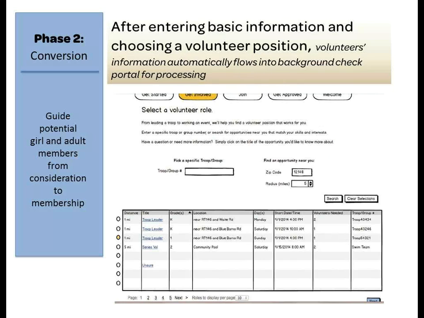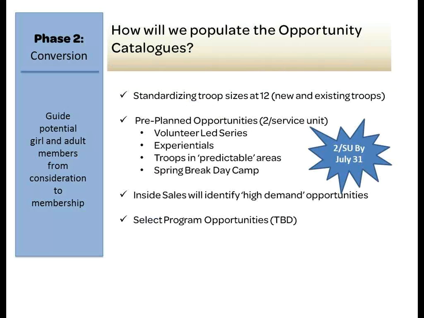So lots of million-dollar questions, hopefully, that we're answering in this one. But how are we going to populate the opportunity catalog? This is a different way of working for us, but I think it's the right way to work to make things easier for potential members. So here are the ideas that we have to populate the opportunity catalog.